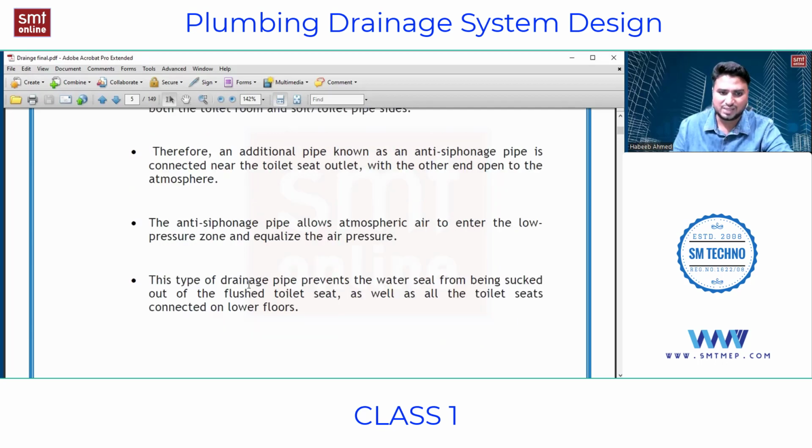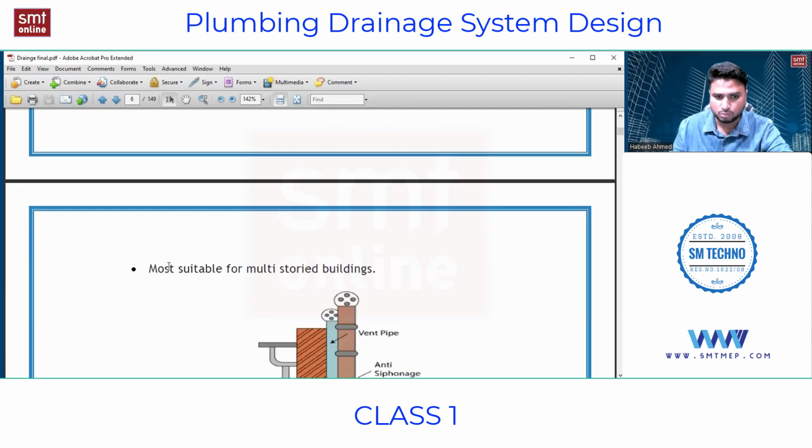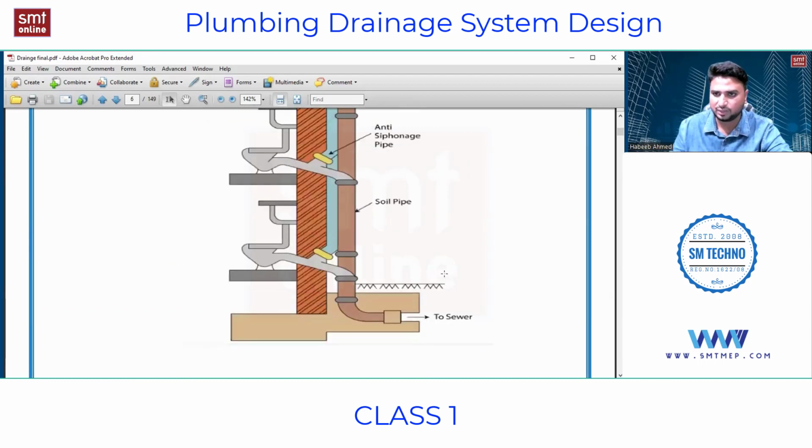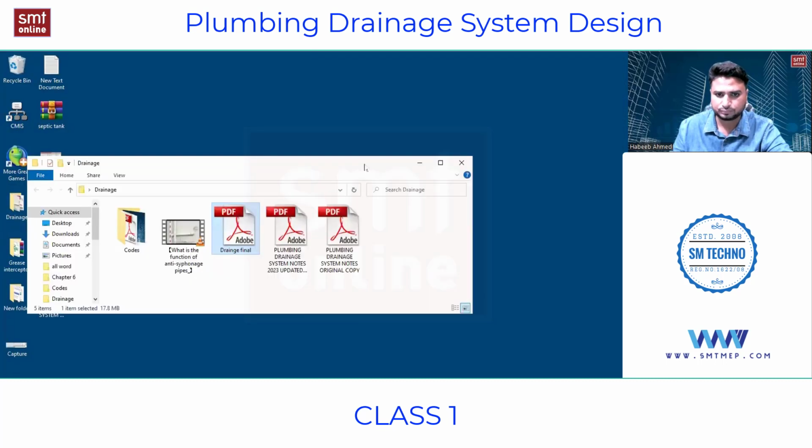Thus, this type of drainage pipe prevents the water seal from being sucked out of the flushed toilet seats, as well as all the toilet seats connected to the lower floors. This is most suitable for multi-storied buildings. Now let's see. I'll try to show you one animation.